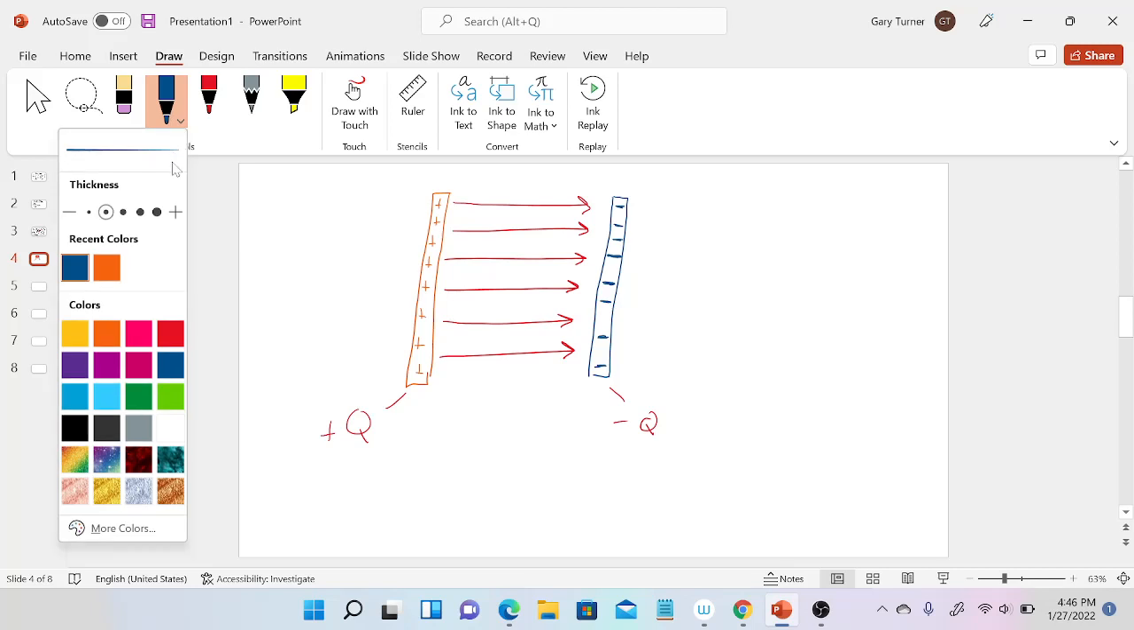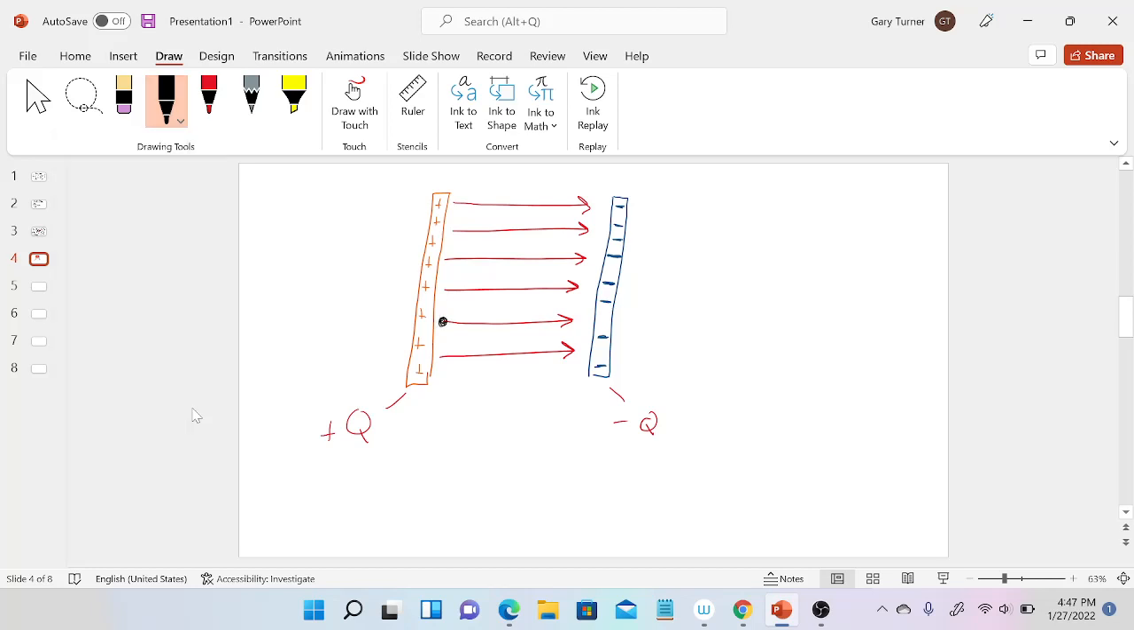Okay. And I want to place a charge at one of the plates, and let's give these values some numbers. So let's let the electric field be 8.0 times 10 to the fourth newtons per coulomb.